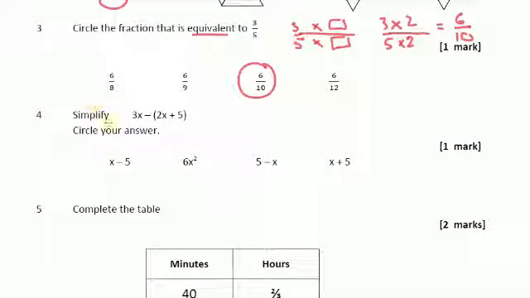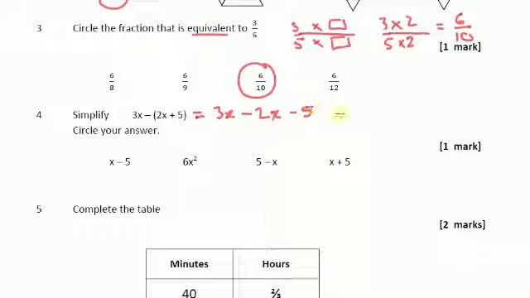Question 4. Simplify 3x minus brackets 2x plus 5. First thing to do is get rid of the brackets. 3x minus everything inside the brackets. So I'm subtracting 2x. And I'm also subtracting positive 5. So I'm subtracting 5.